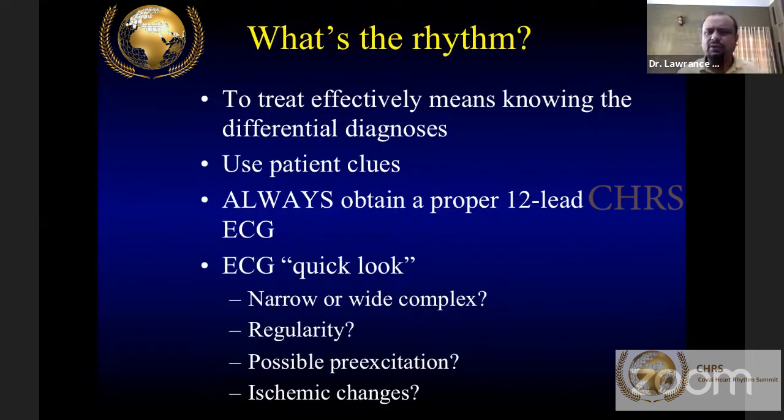Always have a quick look at the ECG. Just look: is it narrow or wide? Is it regular or irregular? Is there any pre-excitation in the previous ECG? Are there any ischemic changes in the ECG?